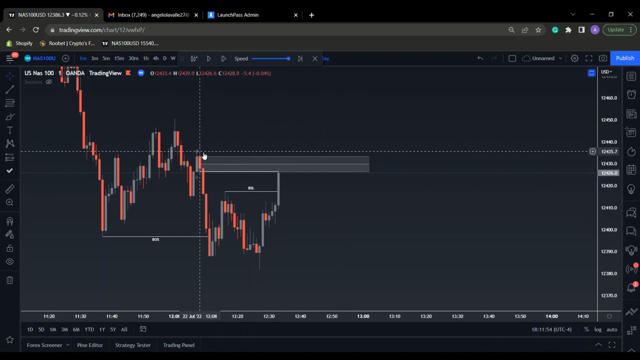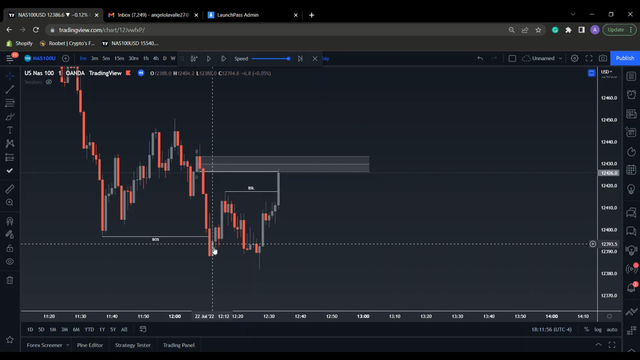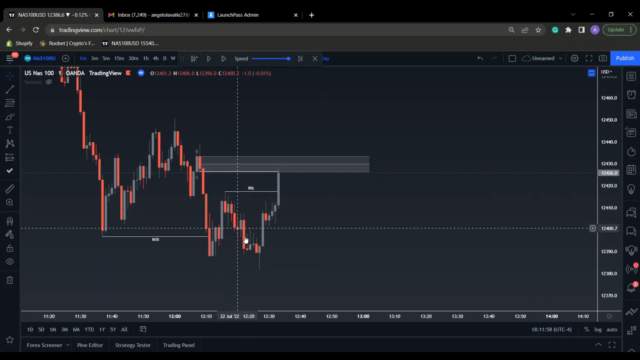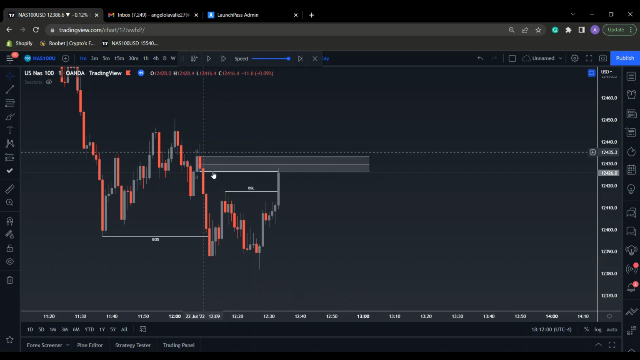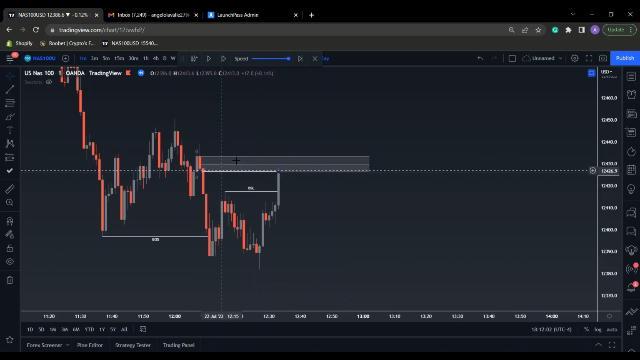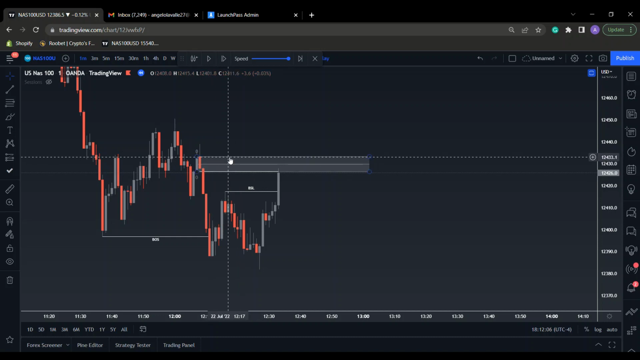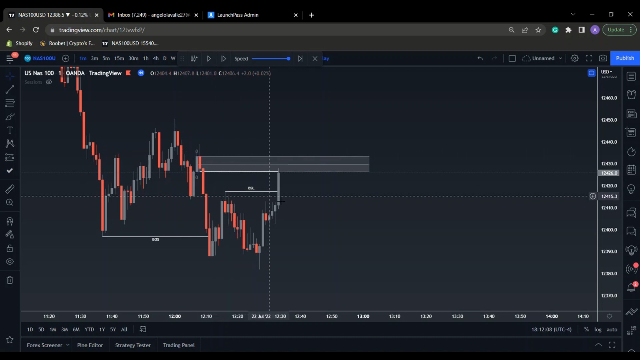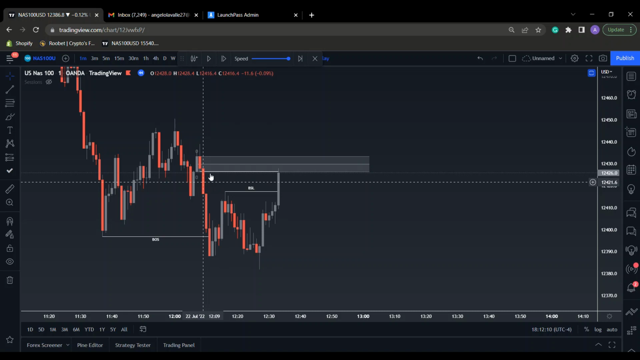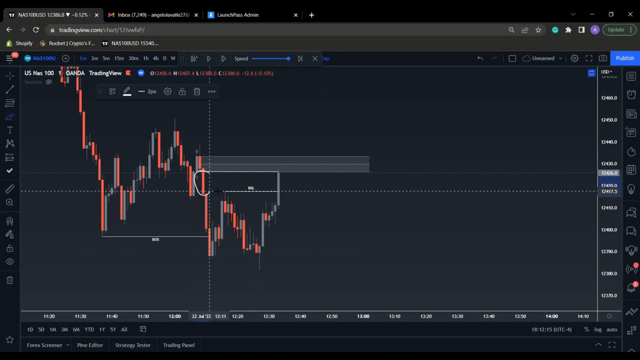So price pushed down, right? We had a little structure, a minor structure form, but our main area we were looking at was up here at the supply zone. We had more confluences. I'm not going to go over that right now, but price taps in, it completely fills in this entire gap right here. Why? Because there's no wick on this side, no wick on this side touching.